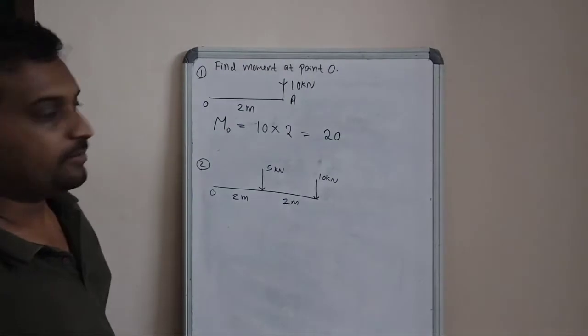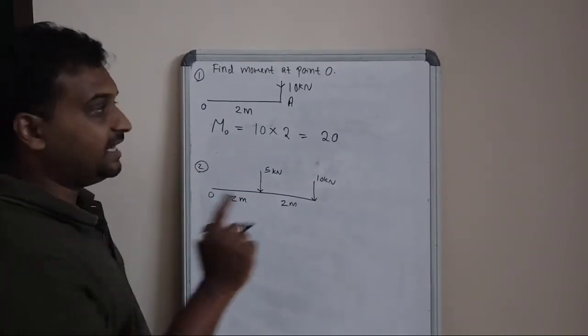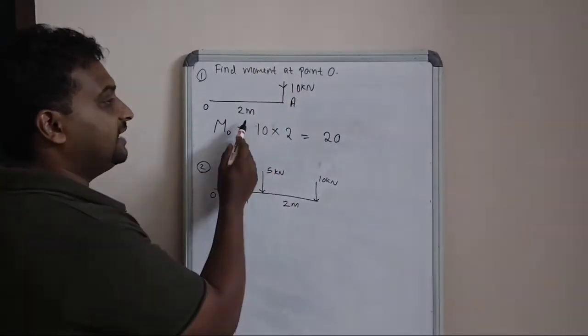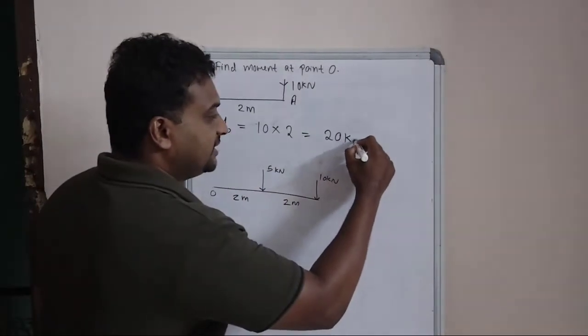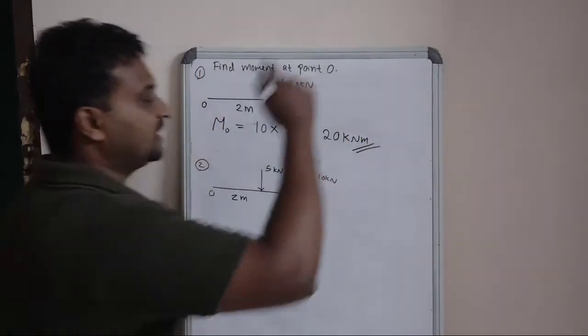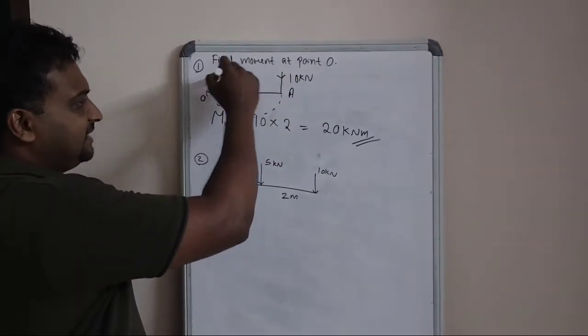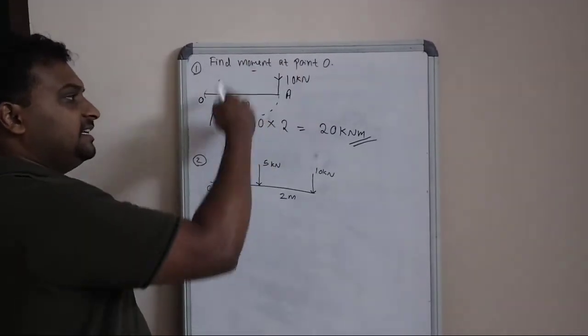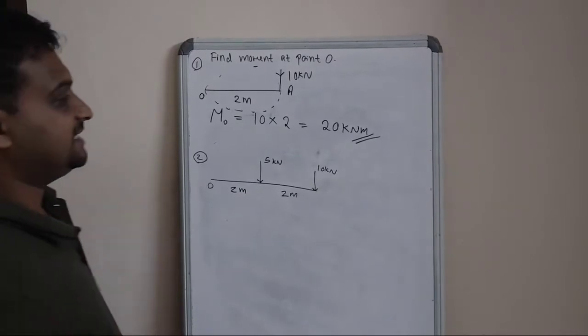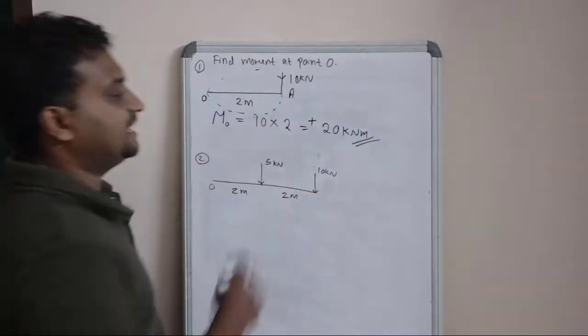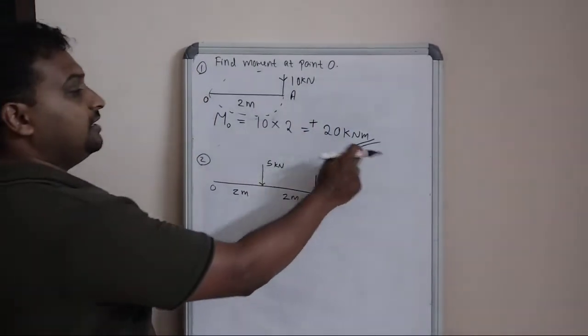What about the unit of moment? The force is kilonewton and the distance is meter. Therefore, the unit is kilonewton meter. Then this moment is acting in this direction. This is clockwise direction. We know that clockwise moment is taken as positive. Therefore, here the answer is plus 20 kilonewton meter.